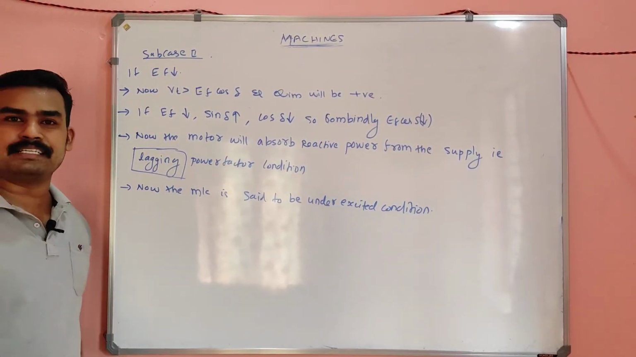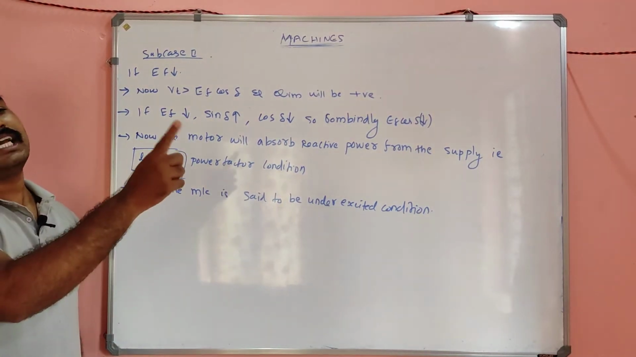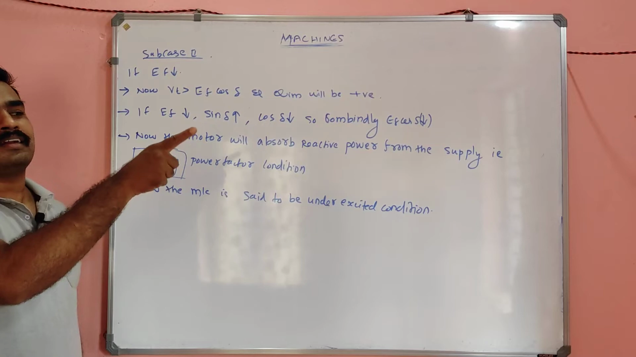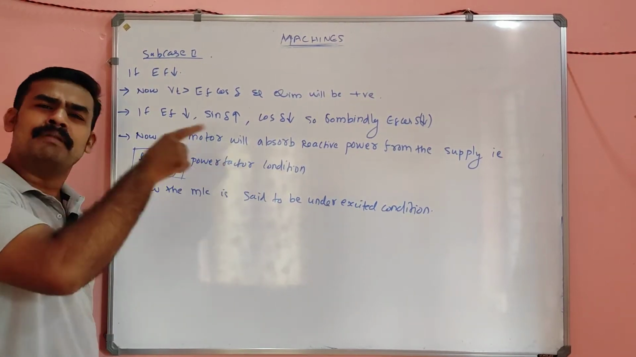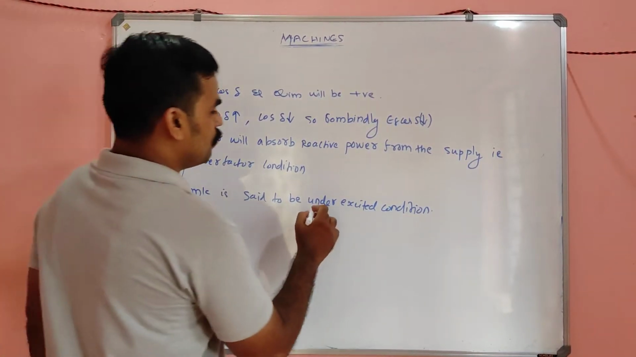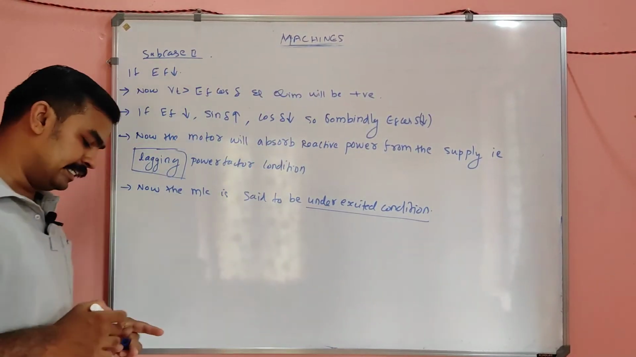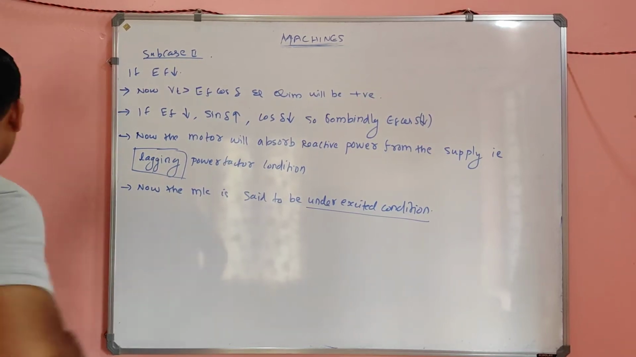And the supply will say, okay, I will give you the reactive power. And you have to change your mode, as you are in under excited condition. That means this is your inability now. So the motor will now be in under excited condition. Is it clear, my dears? So that is sub case 2.